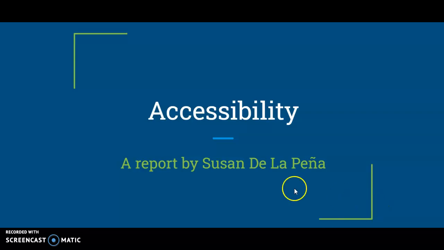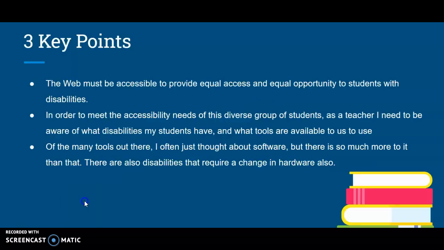So I am here to share what I learned about accessibility in this mission. My 3 key points that I learned is that the web must be accessible to provide equal access and equal opportunity to students with disabilities. This comes from Section 508 of the Americans with Disabilities Act.